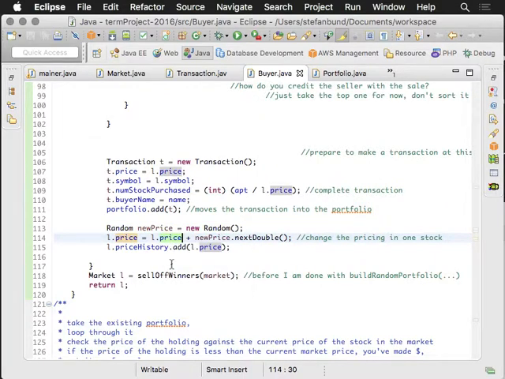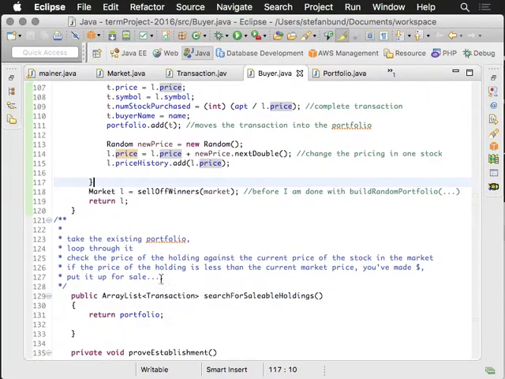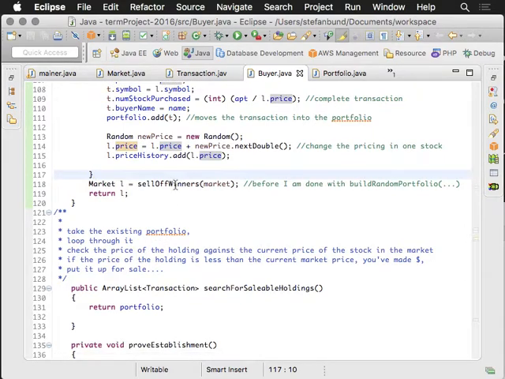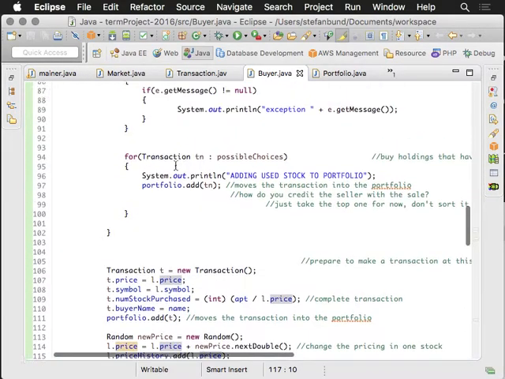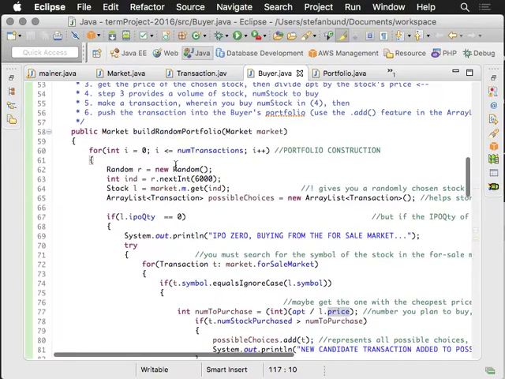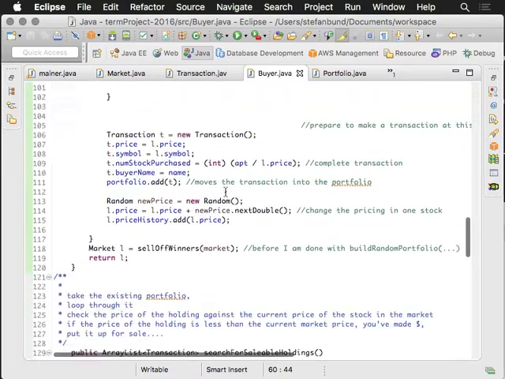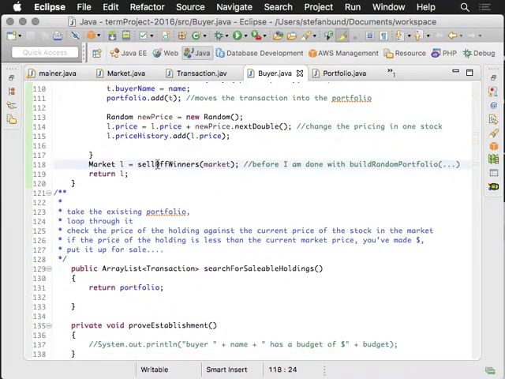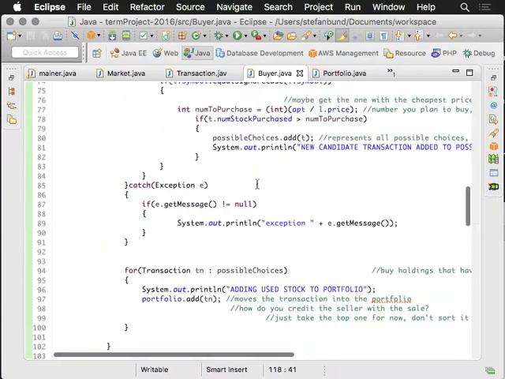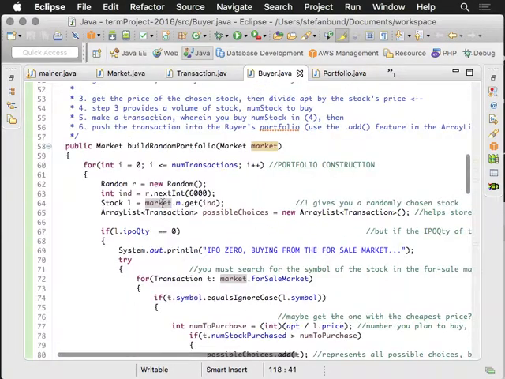We're going to add it to our portfolio, and then we're going to update the price history within that given stock. Now, what's interesting is the next move that we're going to do is we're going to sell off the winners. So once the portfolio is built, we've roughly iterated the market for the number of transactions that we plan to make. We're going to go ahead and sell off the winners. So you're going to take the market. Now, what's interesting is the market by this time has actually changed a little bit.